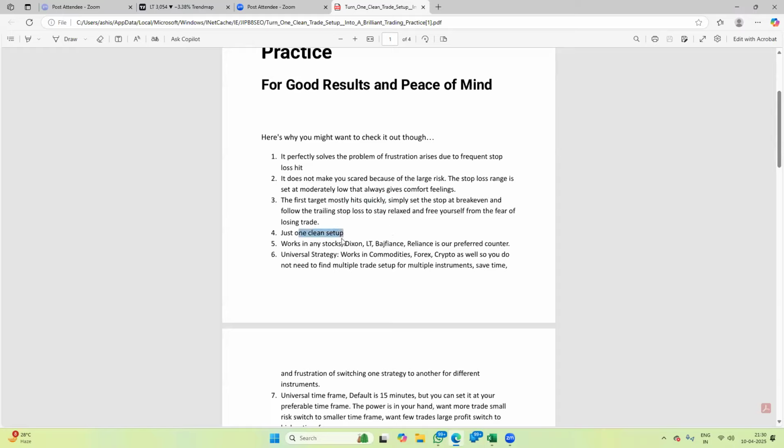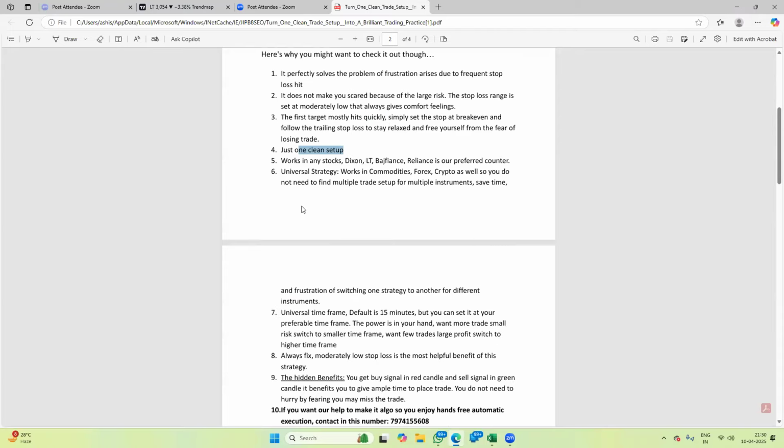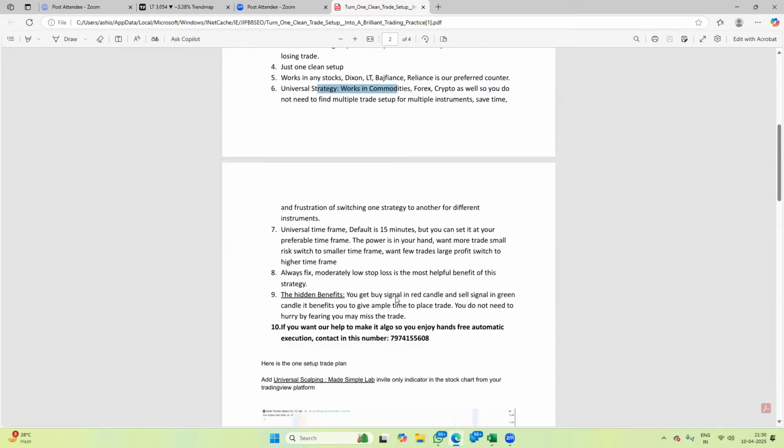It is one clean setup, with no ambiguity. It is a clean setup on a plain white chart, with just a B or S appearing. It works in any stock, so it is a universal strategy. Those points are very, very important.